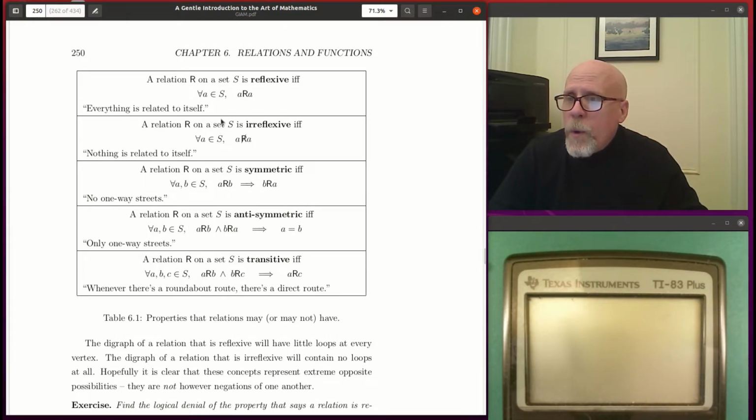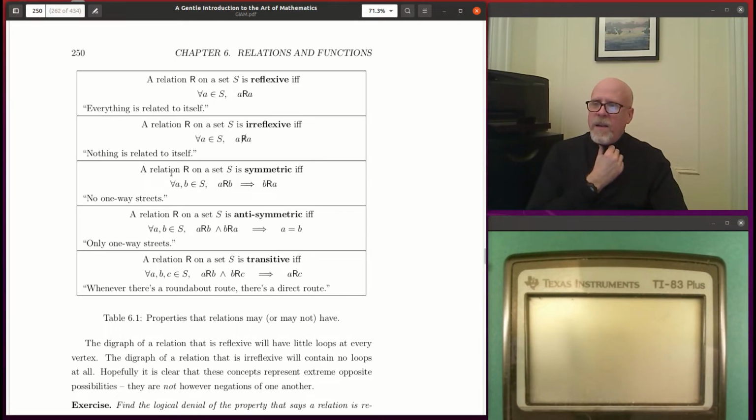Notice that on both of those first two properties, we got away with using a single universally quantified variable. In the next one, we need two variables. So in fact, that's true for the symmetric property and the antisymmetric property. All right, so a relation R on a set S is symmetric if and only if for all pairs of things, A and B in S, when A is related to B, that implies that B is related to A.